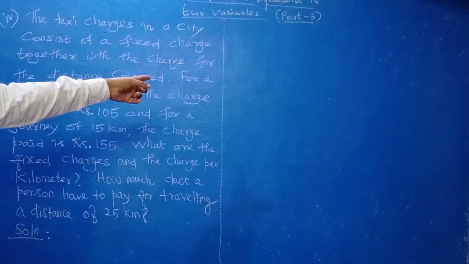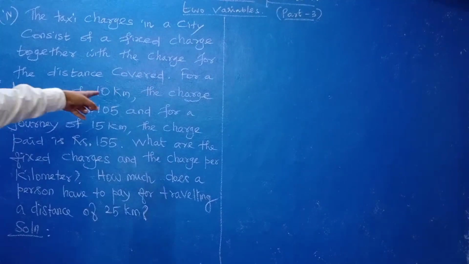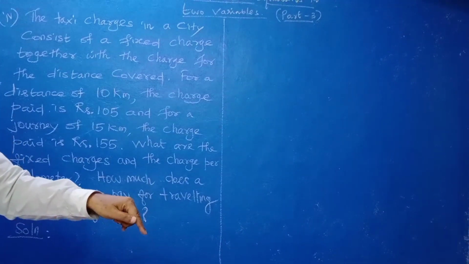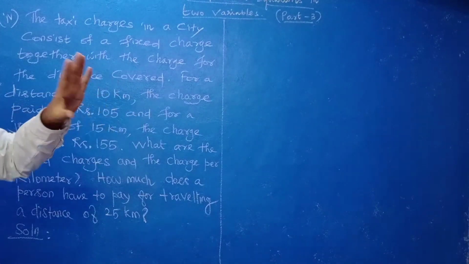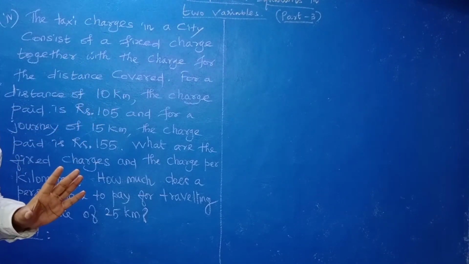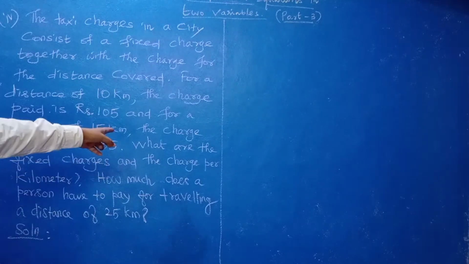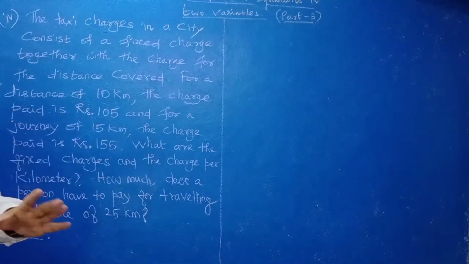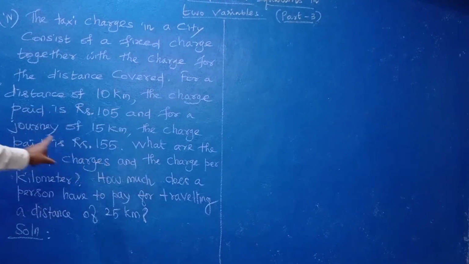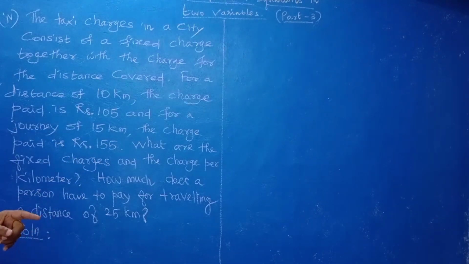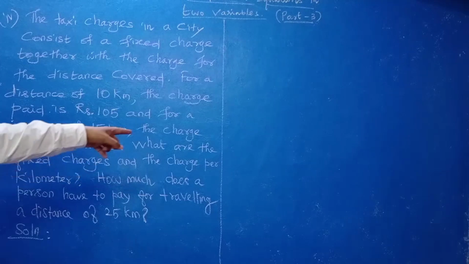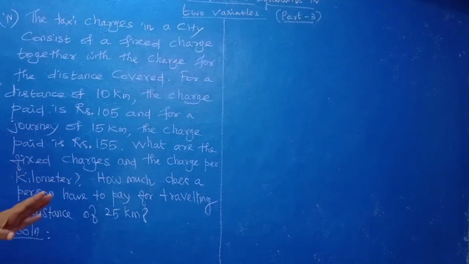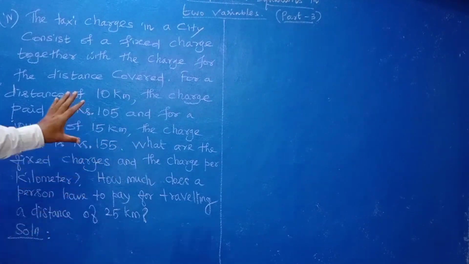Clear? Here you see the condition given. For a distance of 10 kilometers, you are traveling 10 kilometers, the charge paid is rupees 105. And for a journey of 15 kilometers, the charge paid is rupees 155. Then what are the fixed charge and the charge per kilometer? Okay, first you have to find that out.